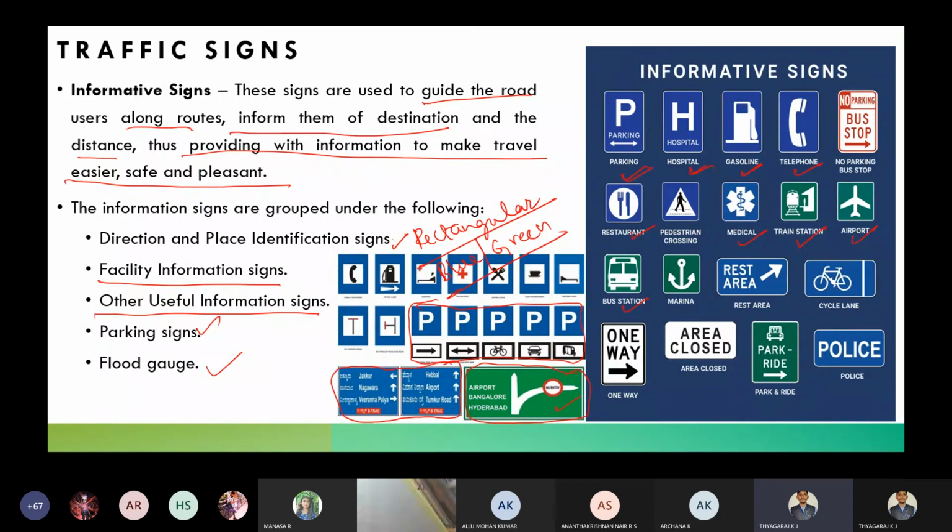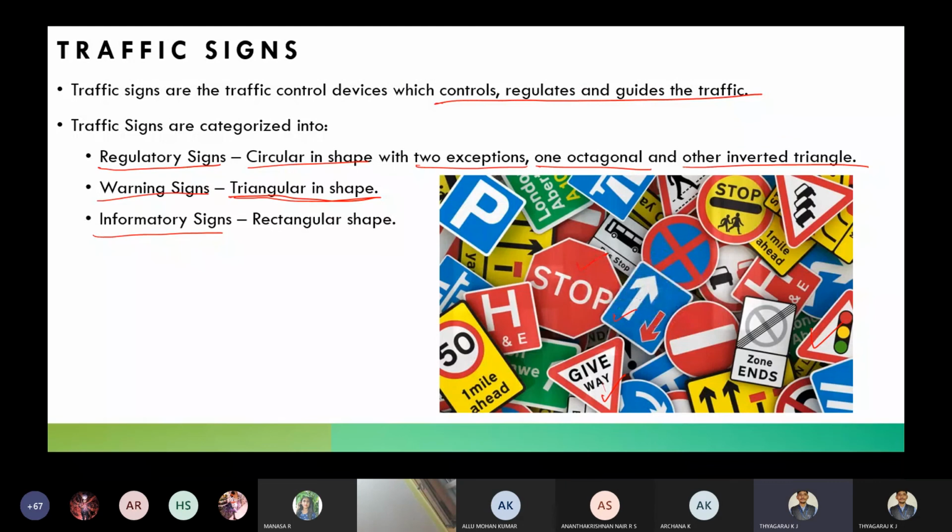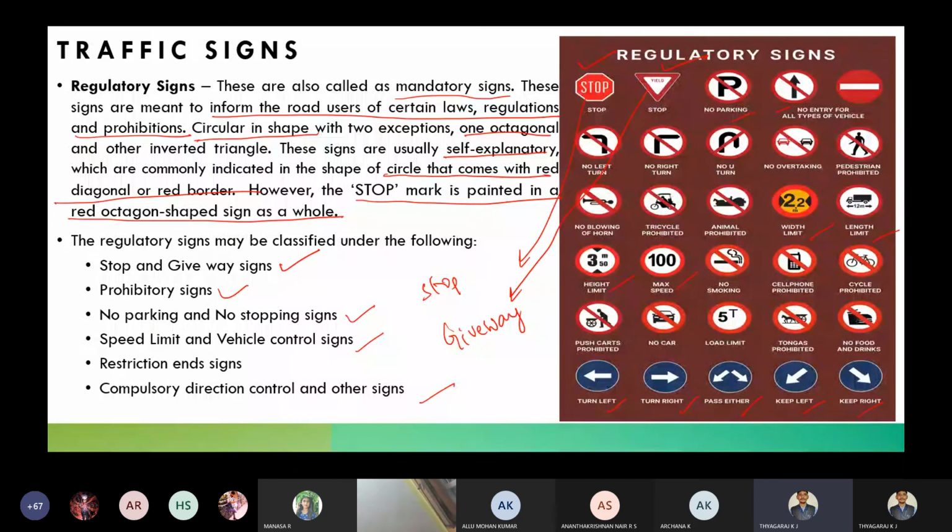Then flood gauge, which is used to measure the rainfall. So we are going to indicate that flood gauge also as an informative sign. Okay, this completes the traffic signs, the regulatory signs. So three types of traffic signs we are going to come across: regulatory, warning and informative. Regulatory signs are intended to inform the road users of certain laws, regulations and prohibitions.